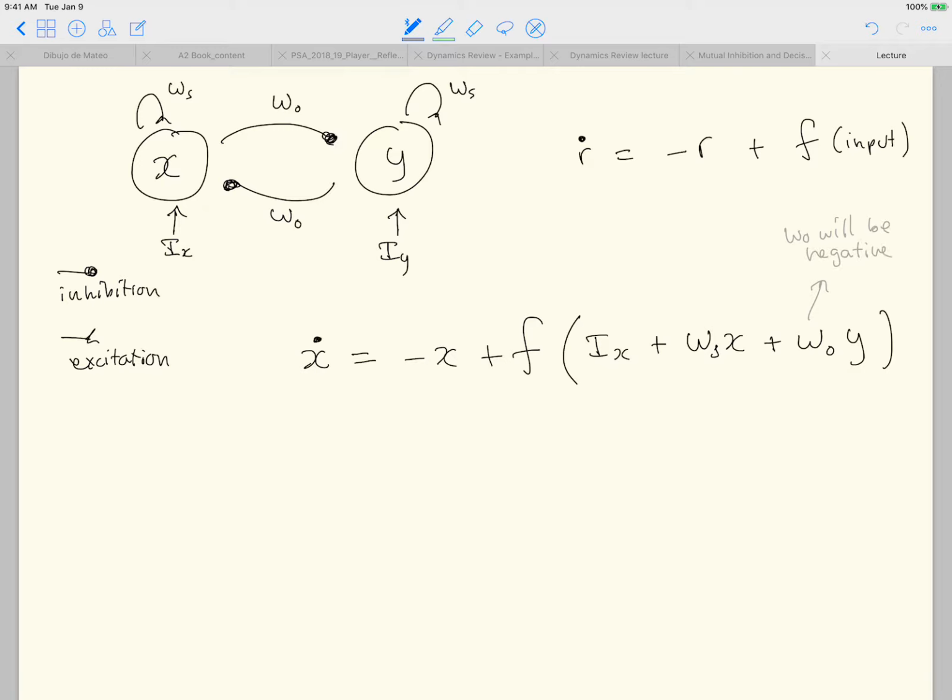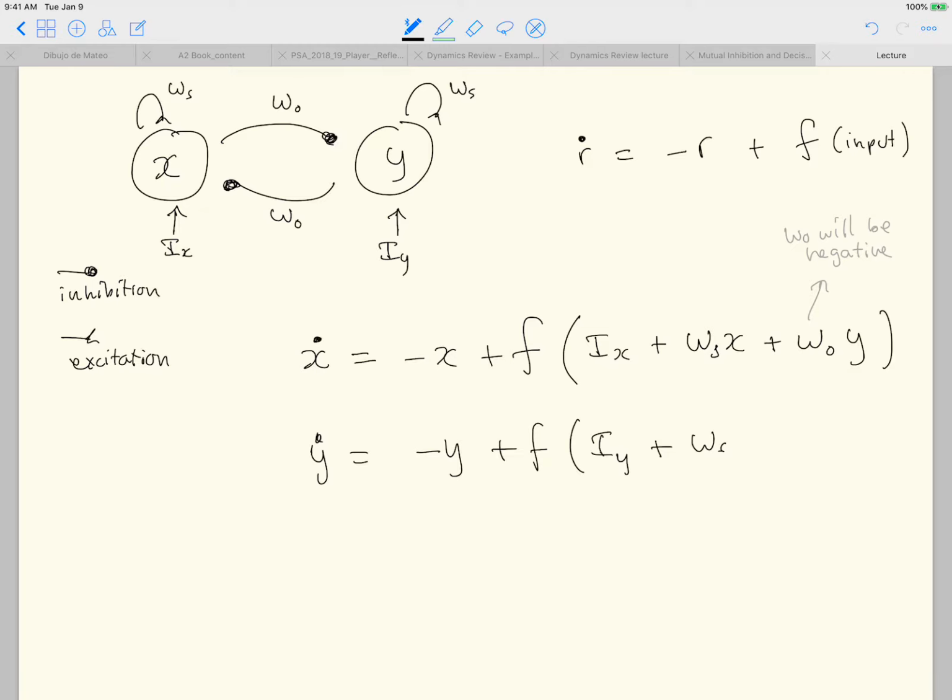Okay. And W_O being negative, that's what it's going to mean, that it's an inhibitory connection. Okay, so that's our equation for X. And let's write down the same thing for Y. Essentially the same, except that now the input to Y is not I sub X, but it's I sub Y.